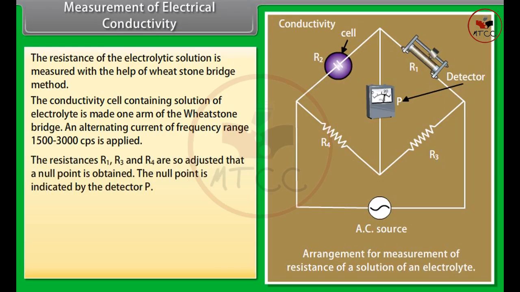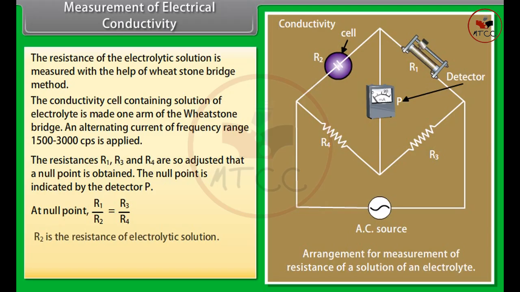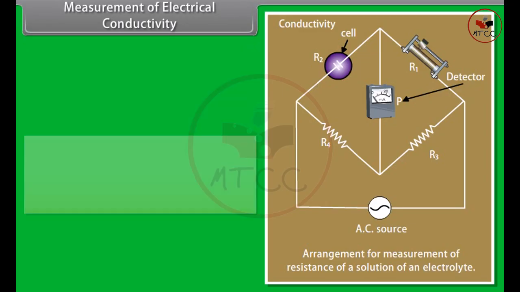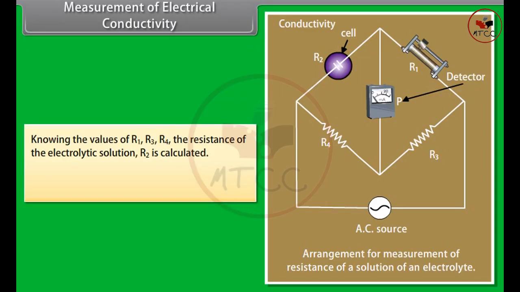The resistances R1, R3 and R4 are so adjusted that a null point is obtained. The null point is indicated by the detector P. At null point, R1 upon R2 is equal to R3 upon R4. R2 is the resistance of electrolytic solution. R2 is equal to R1 multiplied by R4 divided by R3. Knowing the values of R1, R3, R4, the resistance of the electrolytic solution R2 is calculated.